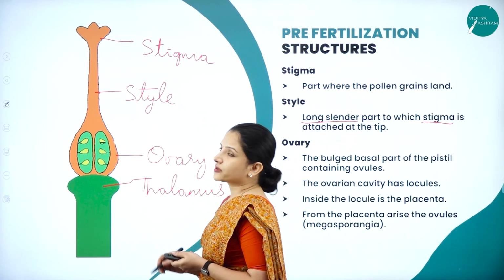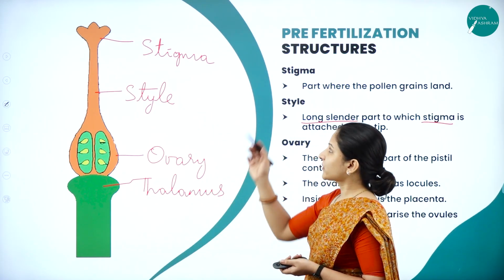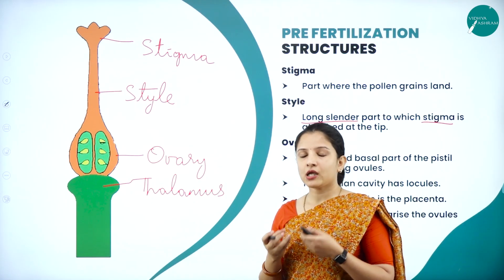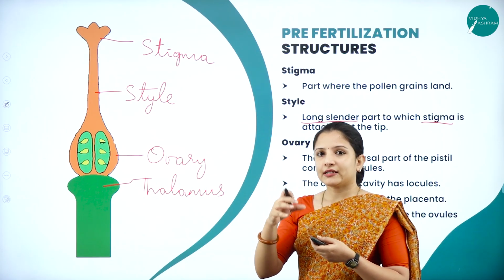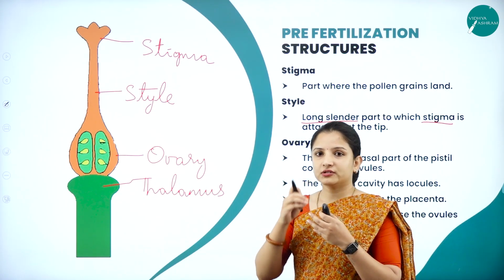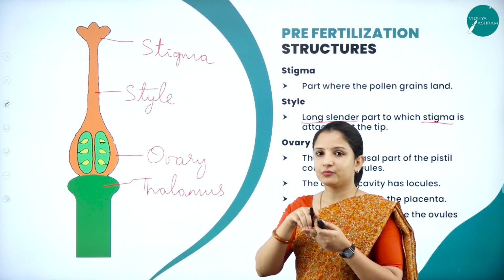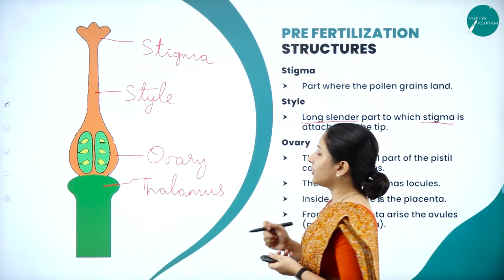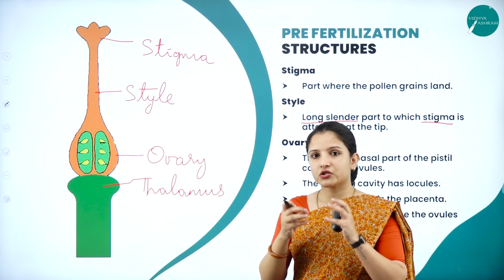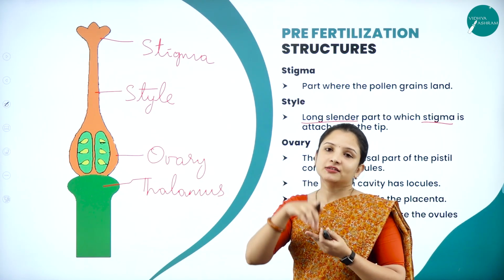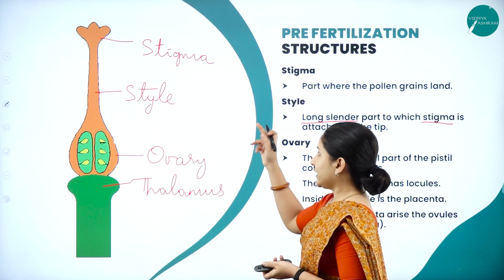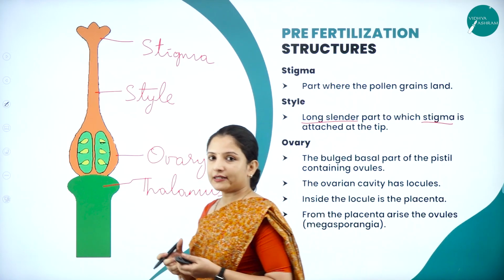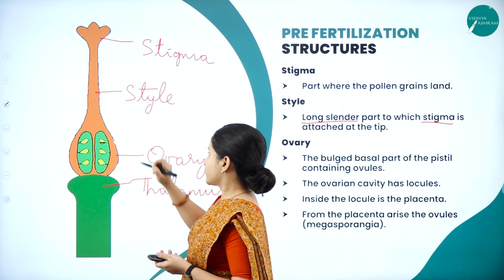So the first important part of the Gynecium is the stigma. Stigma is usually hairy and sticky. Why? So that it can collect the pollen grains. When the pollen falls on the stigma, it should not fall off. That is why it is sticky. Therefore, the stigma is the part or the region where the pollen grains come and land on it. So the next important part is the style. The style is long and slender and it is attached to the stigma.